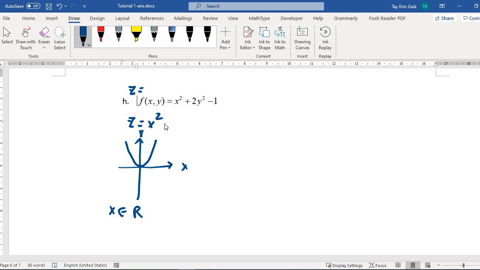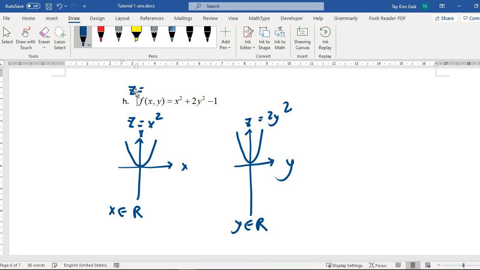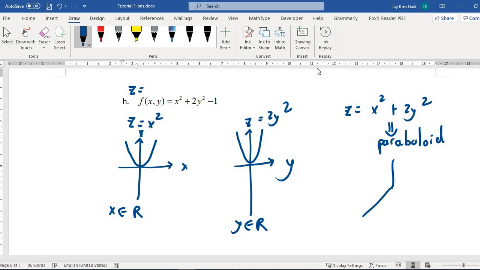Then if you look at this, this is y, this is z, then z equals 2y squared. Also y is a member of the real numbers. First of all, let's say z is x squared plus 2y squared. You get a 3D graph, which is what we call a paraboloid. You can combine the z-x plane and the z-y plane to get the 3D graph.